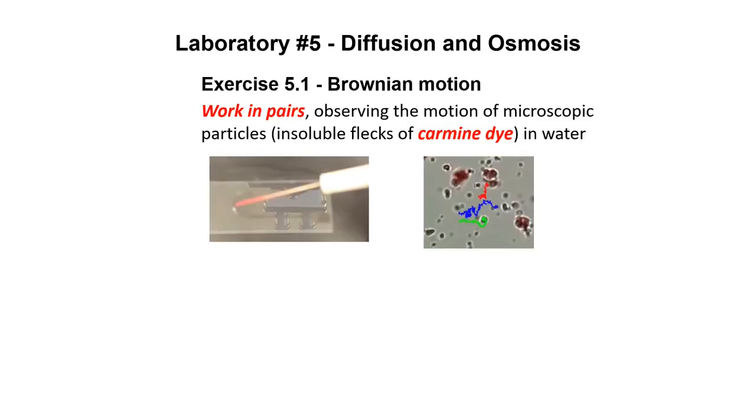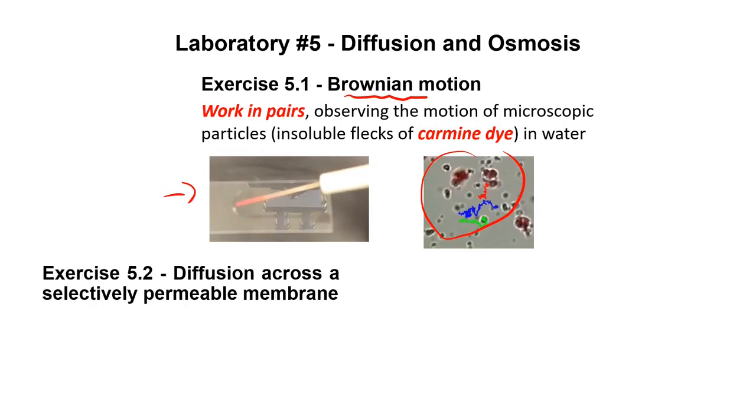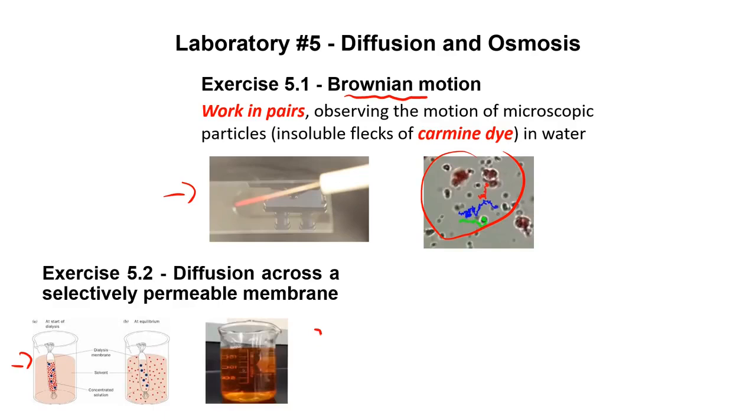This lab will be divided in three main sections. In the beginning, we will talk about Brownian motion, and I uploaded some videos for you to watch what Brownian motion is. You will use a microscope to observe this movement of particles. In the second section, we will see diffusion, and we will use this dialysis tube. I also uploaded a video so you can see what is happening, and as a result, you can also see what happens when there is diffusion across a selectively permeable membrane.